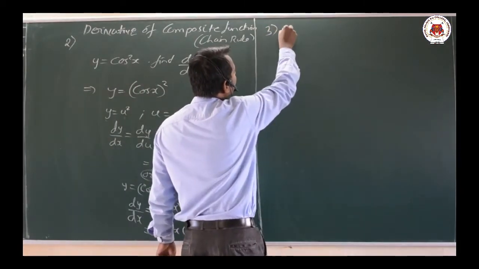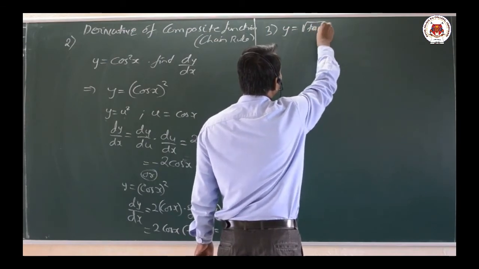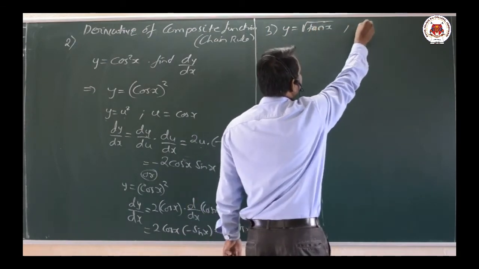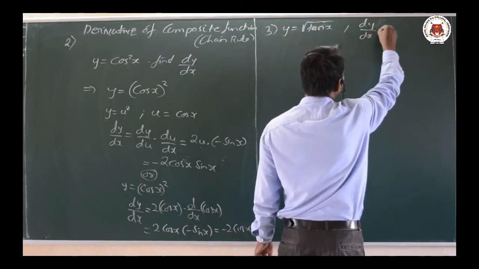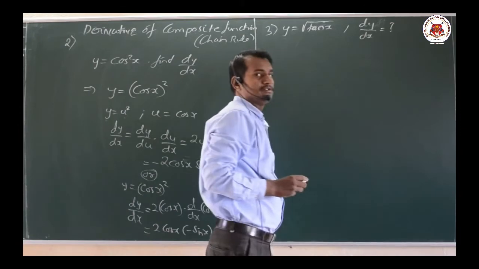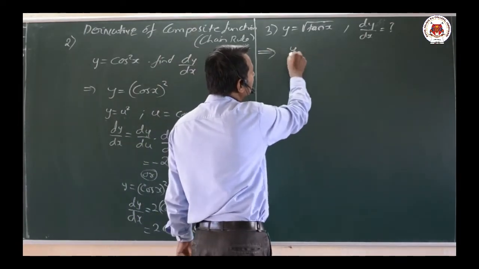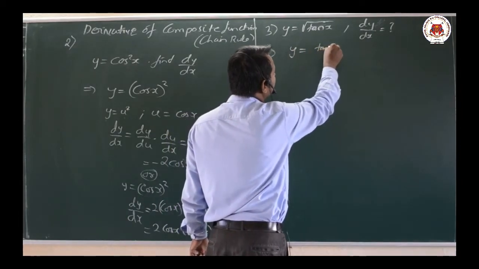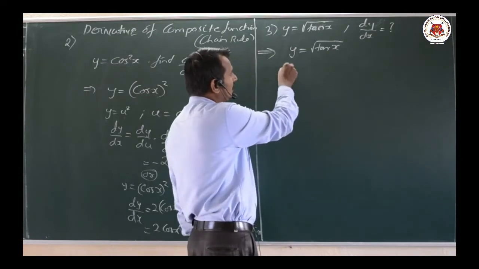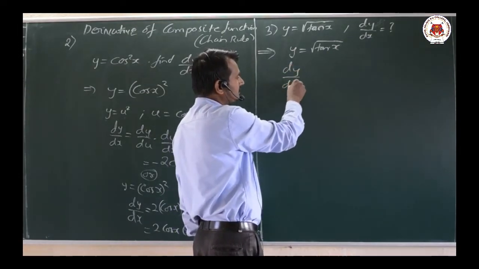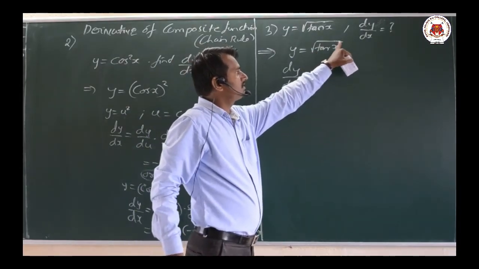Third one, y is equal to root of tan x. Find dy by dx. Very, very simple example. How we require to solve here? First of all, given y is equal to root of tan x. Now I will find the dy by dx. Let us take this root of any value.